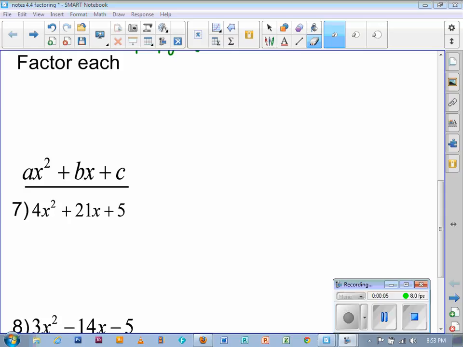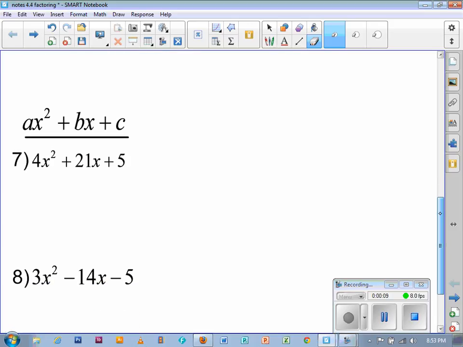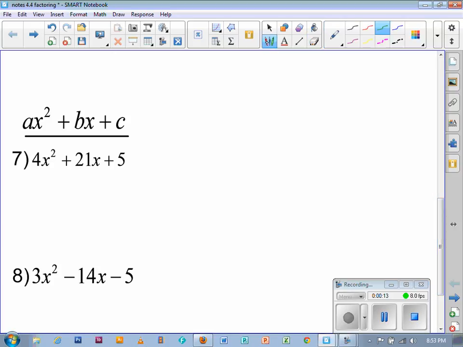We are factoring. In this case, we have two problems, and they are trinomials again, but each one of these has a unique characteristic that makes it a little bit more challenging. Their A term is higher than 1, so there are more possibilities to factor these, and what we're trying to do here again is factor this into two binomials.